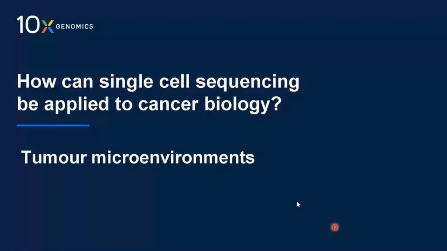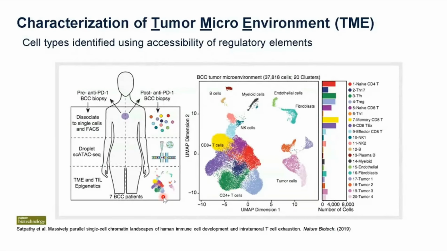Okay. So next up is a publication to show how single cell sequencing helps in the research of tumor microenvironments. This is a publication by Seth Patty. This is a BCC cancer, and we have the tumor microenvironment. So in addition to tumor cell clusters, we are able to find fibroblasts, endothelial, myeloid, B cell, NK cell, and other immune cells.